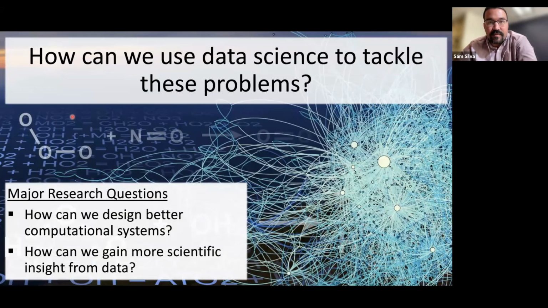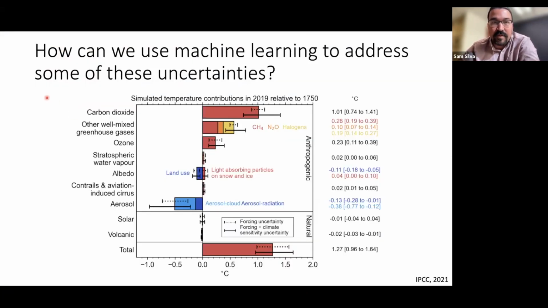And so a major research question that we're trying to get after in my group, and I know many on this call are also interested in this, is how we can use data science and machine learning methods to address problems in Earth system science research, how we can design better computational systems and gain more insight from data. And in particular, with respect to the image I showed on the previous slide, we're really interested in how we can use machine learning to address some of the uncertainties, some of the error bars associated with the overall magnitudes predicted here.